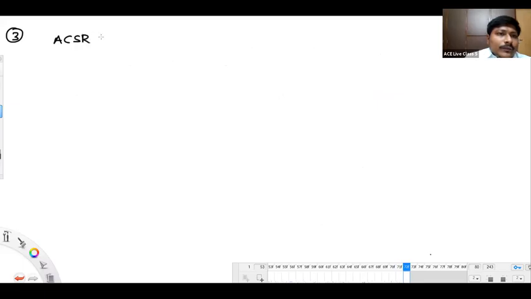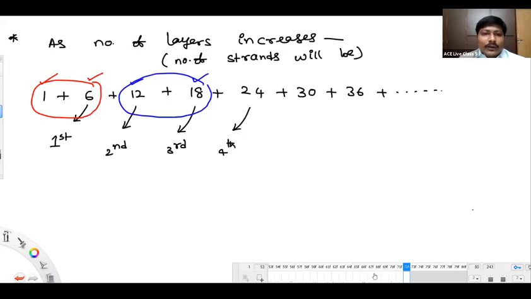ACSR 54/7. Or you can say 7/54. 3 layers. This is the thing what you have to count. 6 first layer, 12 second layer, third layer 18. How many layers you have? Only 3 layers. And an internal strand of 1. That's it.